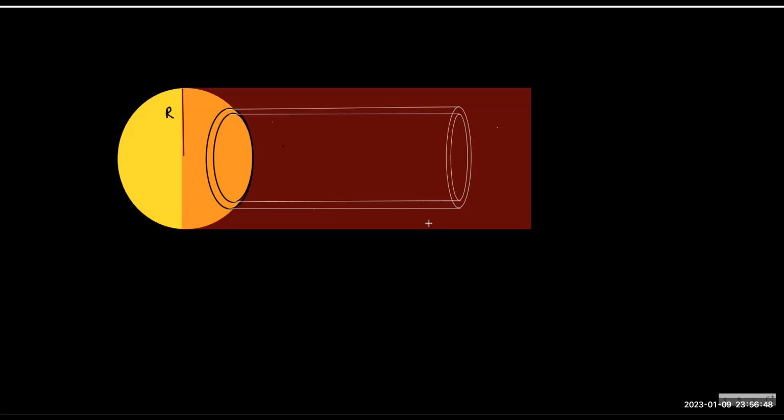So consider this part of the beam. Why are we considering this way? Because this area we can know how to find, right? This is the area of the beam because this is in the direction perpendicular to the energy, right?